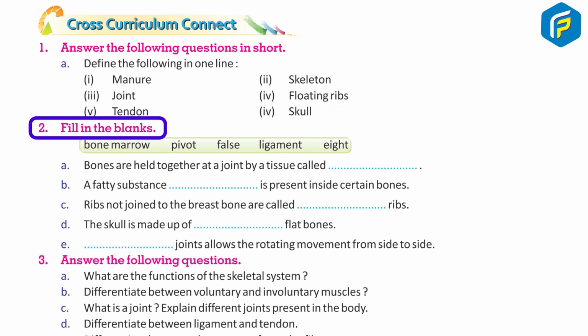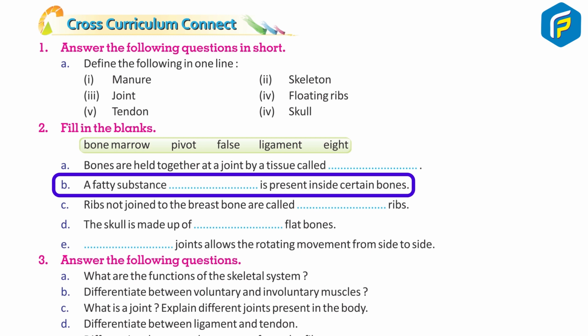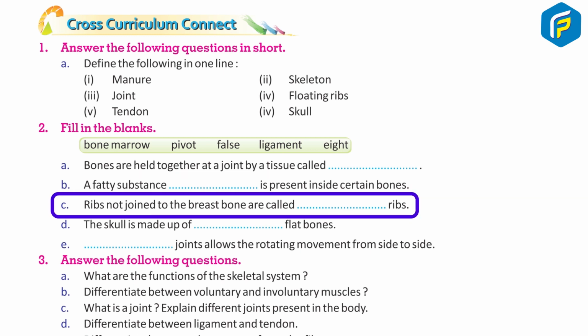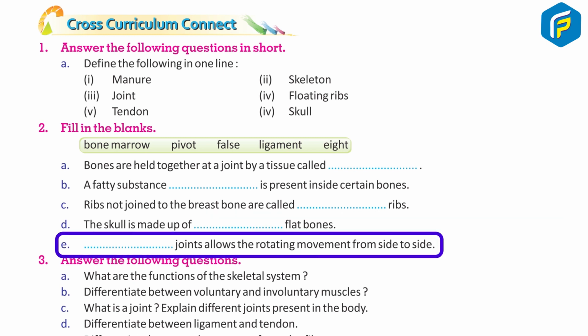2. Fill in the blanks. A. Bones are held together at a joint by a tissue called dash. B. A fatty substance dash is present inside certain bones. C. Ribs not joined to the breastbone are called dash ribs. D. The skull is made up of dash flat bones. E. Dash joints allow the rotating movement from side to side.